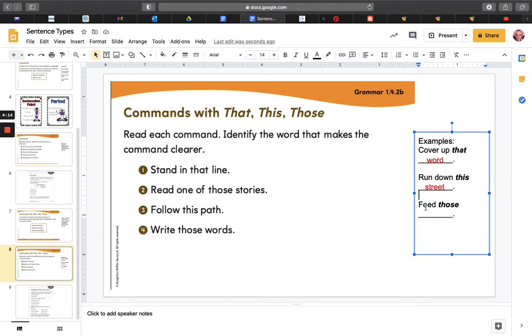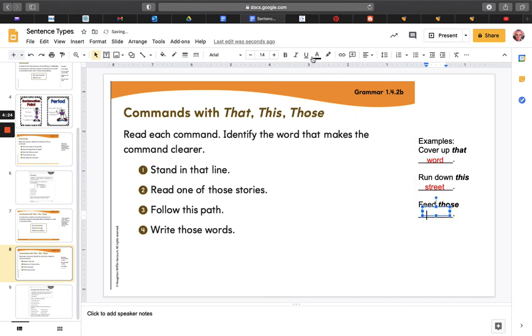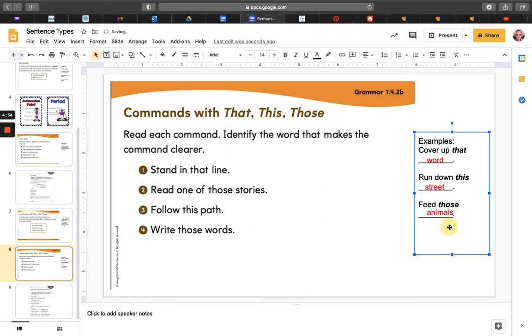And then finally, our last example, feed those blank. Let's fill this blank in. I'm going to say that our command is going to tell us to feed those animals. Feed those animals. My command is telling me to feed the animals. The word those helps me understand which animals I should be feeding.